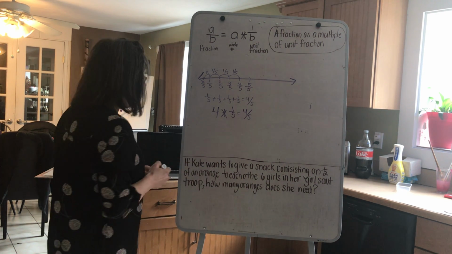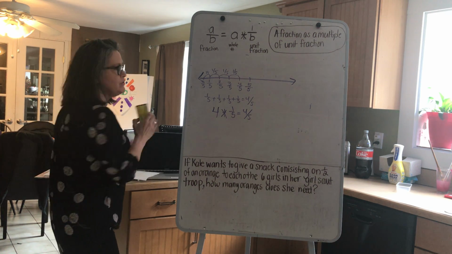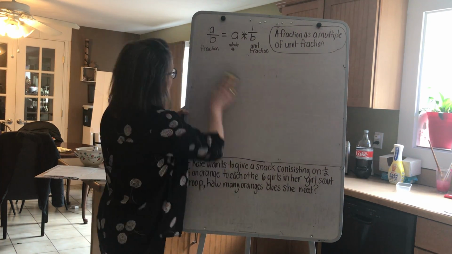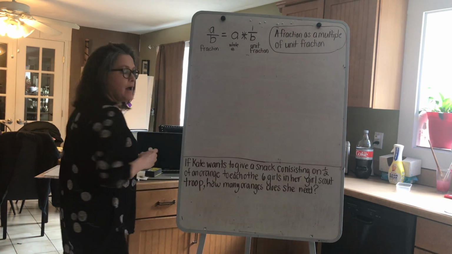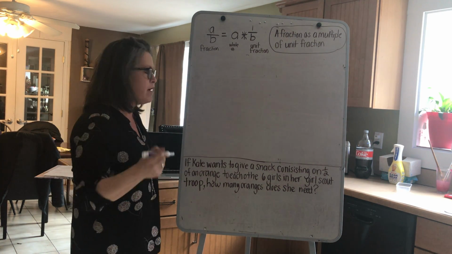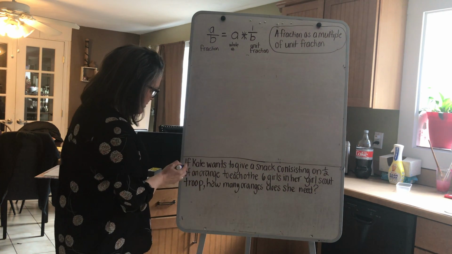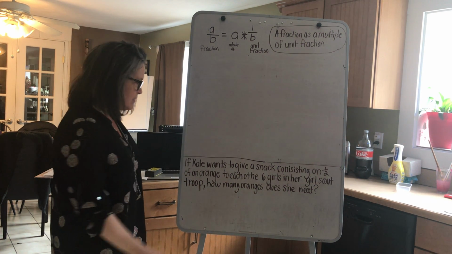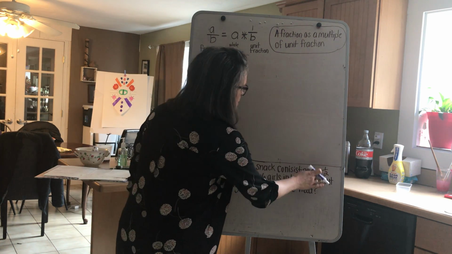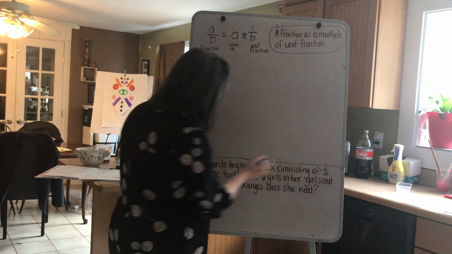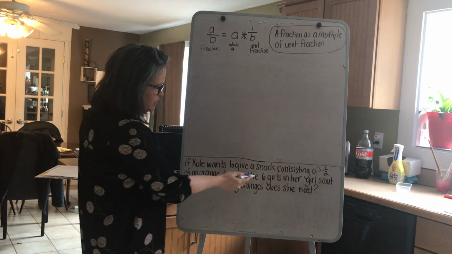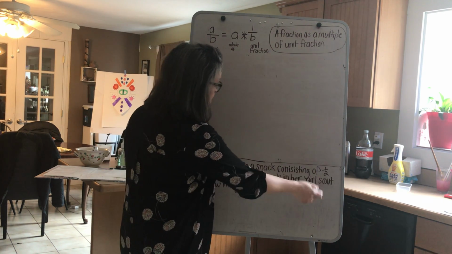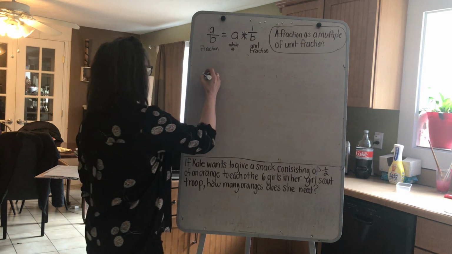So we're going to just look at a word problem, and then you should be good to go to do the second word problem and the 2 math journal pages that are on Everyday Math, okay? So here's the first problem. If Kate wants to give a snack consisting of half an orange to each of the 6 girls in her Girl Scout troop, how many oranges does she need? So what do we know?